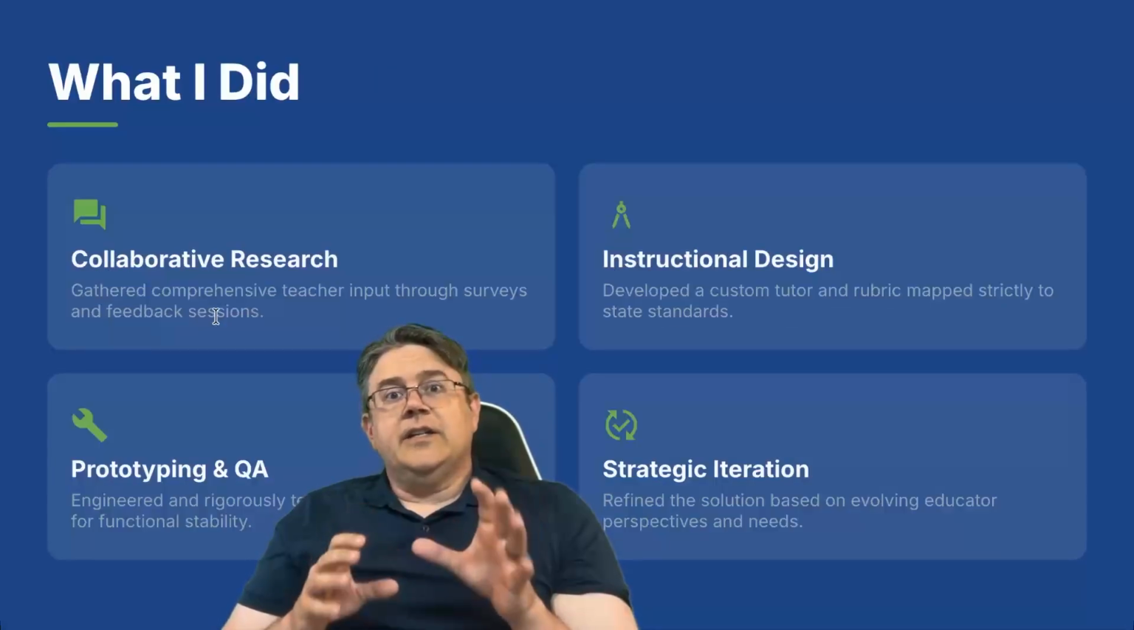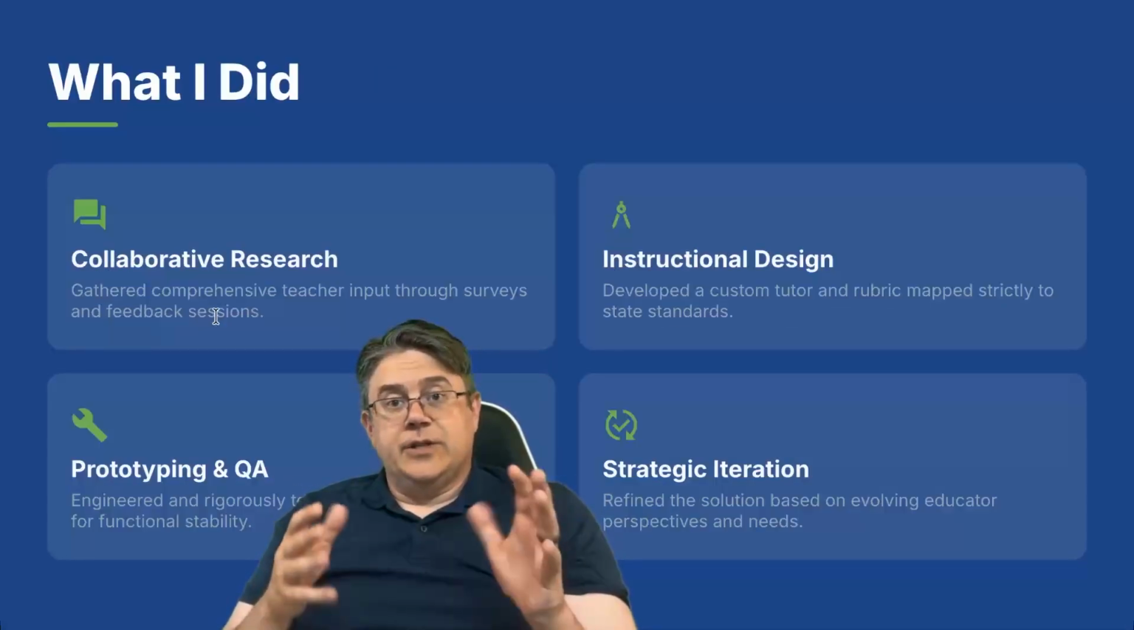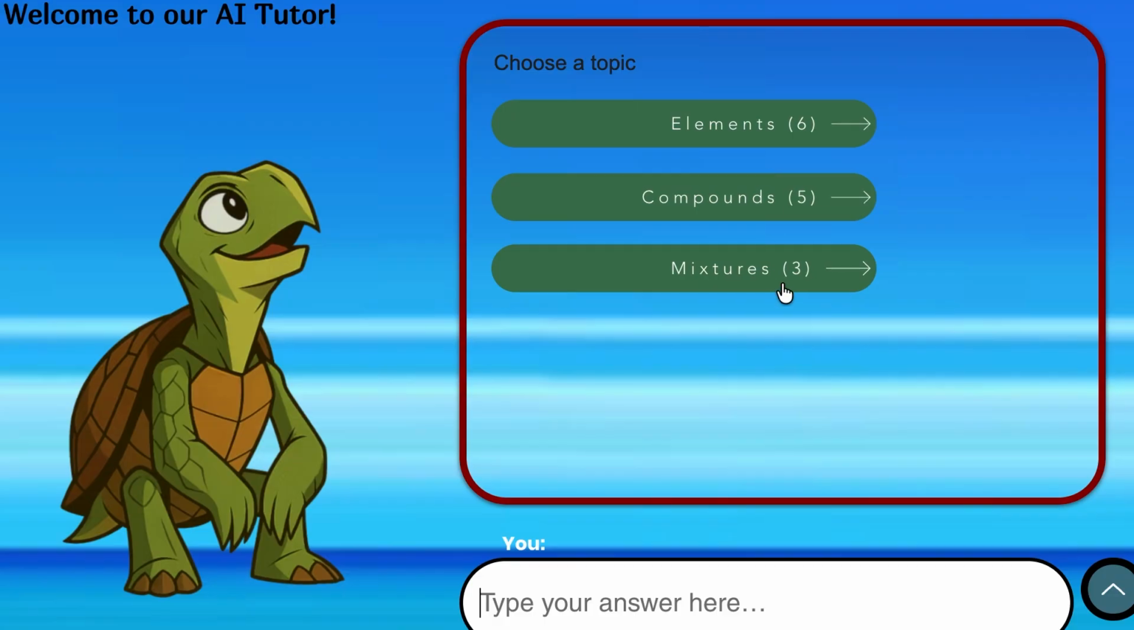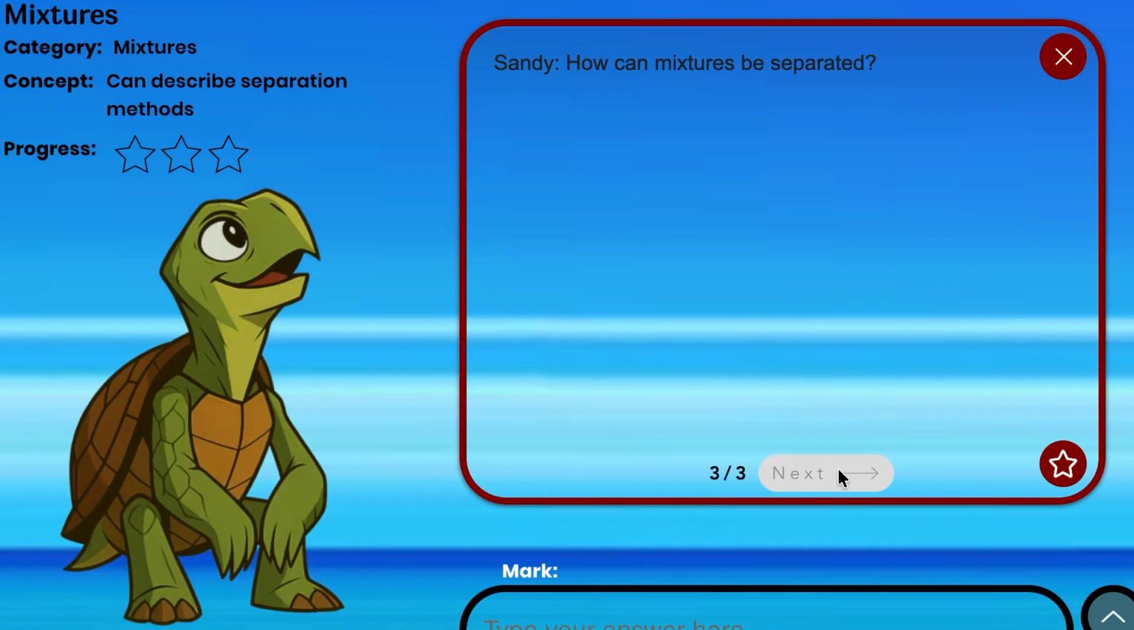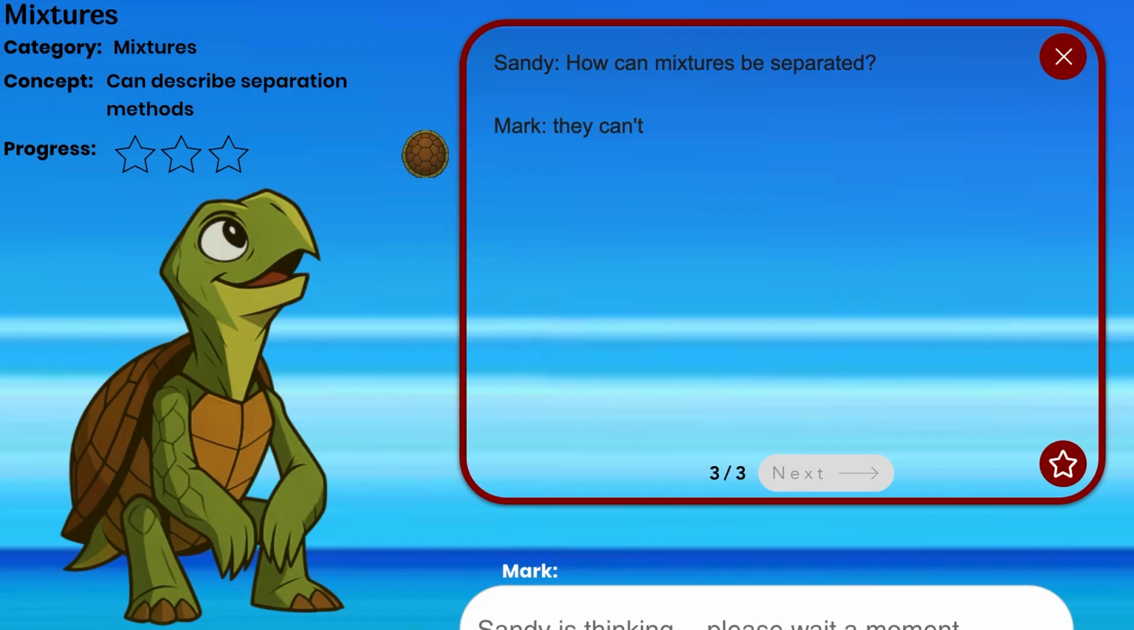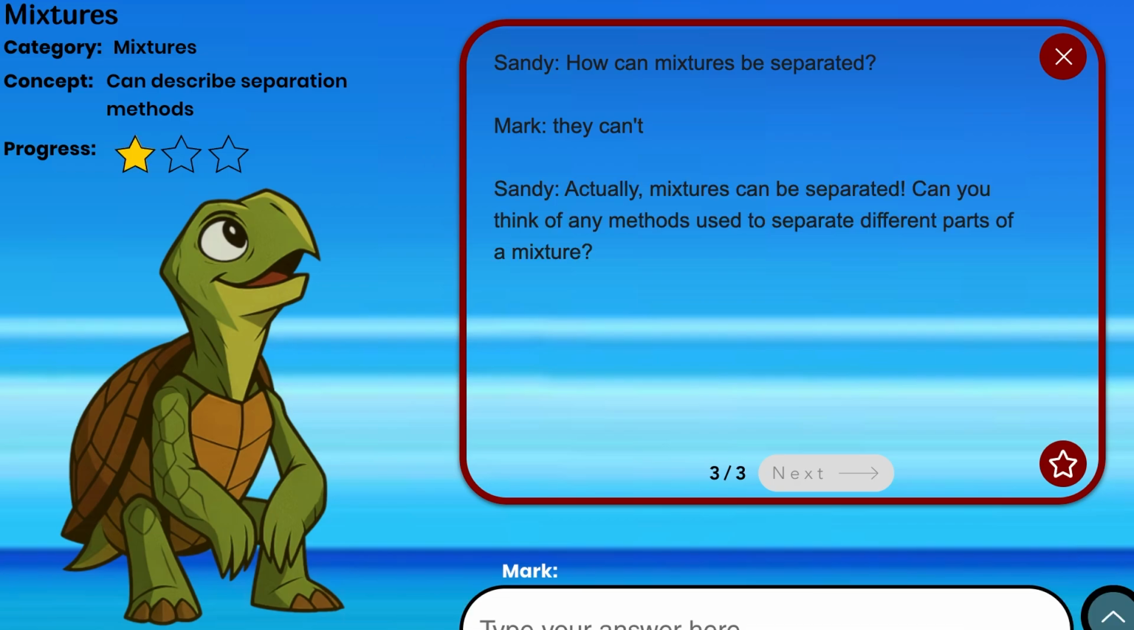Right now I'm going to cut to like a real-time presentation of the software. There are topics here. This is how many questions are in each one. And then I'm going to do mixtures just so I can show you the whole thing. It'll be 3 questions. Now on this one, I'm going to intentionally get it wrong. So I'm going to put, how can mixtures be separated? They can't. Let's see what it says about that. Actually, mixes can be separated. Can you think of any methods used to separate different parts of a mixture?